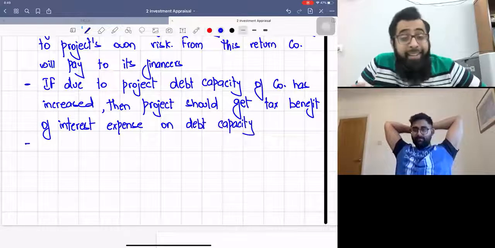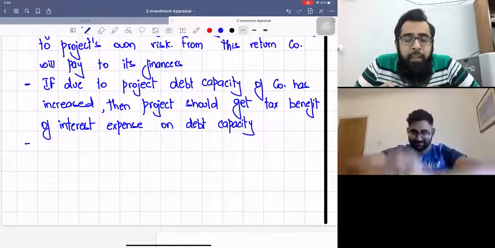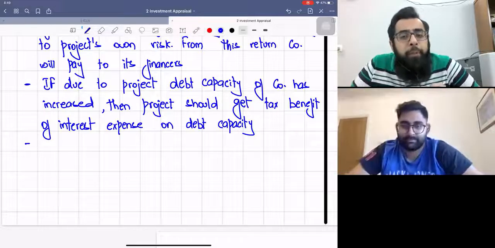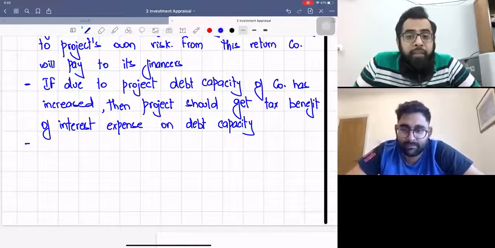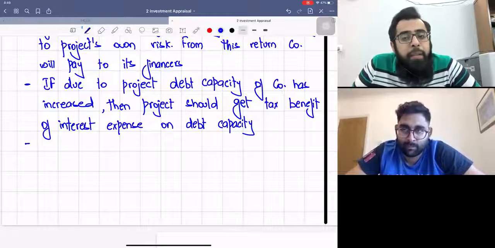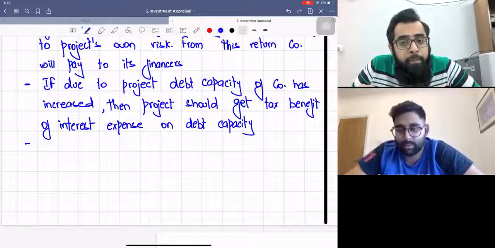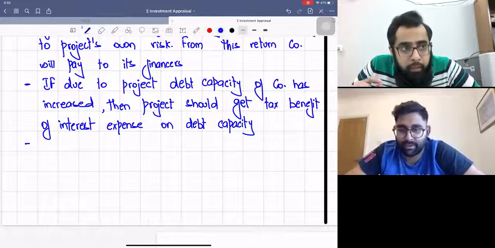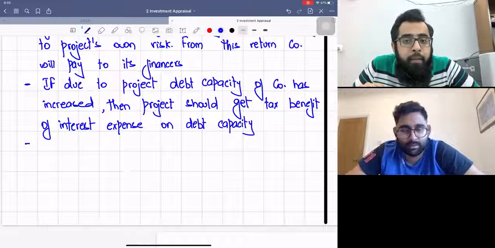There is no mandatory list. Okay. Now I'll ask you one question. The company says, why don't you pay the interest expense yourself? Why should we pay the interest expense and you get the tax benefit? Why is the project not paying the interest itself? Because technically it's the company that took the source of finance. So is the project paying anything against it? No.